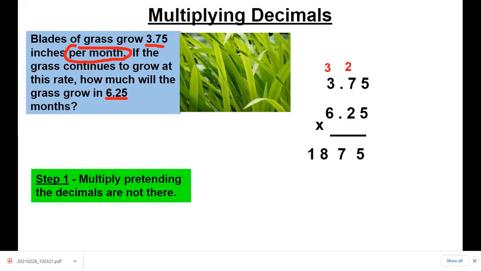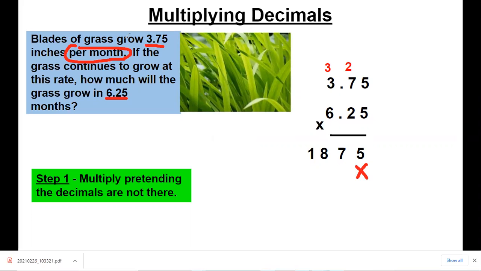Where are we going to start our next number when we start multiplying by the 2? Exactly, we're going to start it underneath the 2. My 7 seems to be a little off. The 7 should be under this row right here. I'm going to put an X here. Try to keep things as straight as possible.